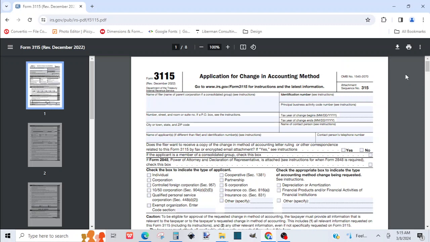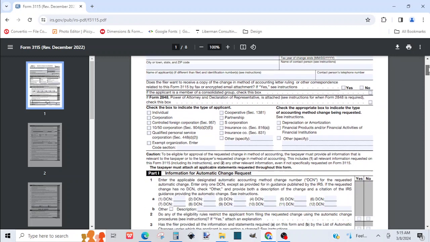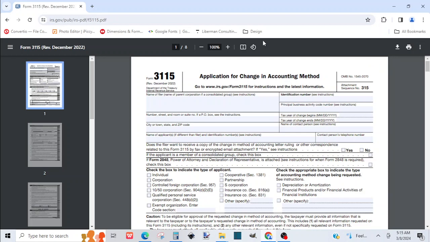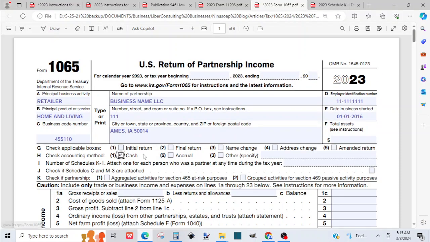So if you want to change your accounting method, you will read the instruction. They have instruction as well, and you will complete this form, following the instruction advice to go through. But that's pretty much the application for change in accounting method. But when you start your business, you will choose.